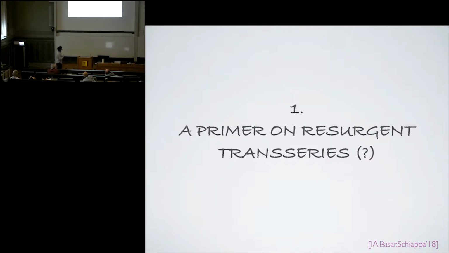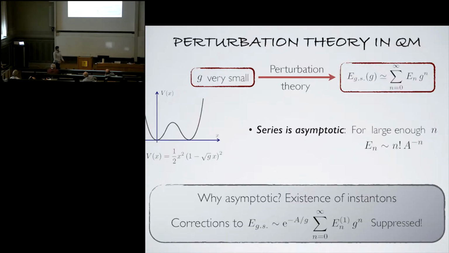So first, the primer. Just to have in mind energies in quantum mechanics, this is not accurate, just a pictorial idea of what happens. I want to calculate energies, for example the ground state energy with a double well potential, and I want to take my coupling of the potential very small, so I can do perturbation analysis. And if I do that, I get a series in g, for g small.